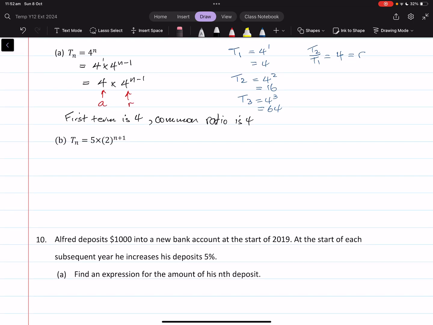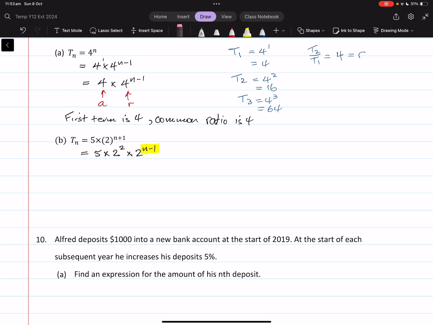Keep in mind the formula is ar to the n minus 1. So if I split this off as 5 lots of 2 squared times 2 to the n minus 1, because when I add the indices on those 2's, the 2 plus the n minus 1 gets me back to the original question, which has a power of n plus 1. So I've done that in order to get this n minus 1 in the power. That was the reason for doing that.